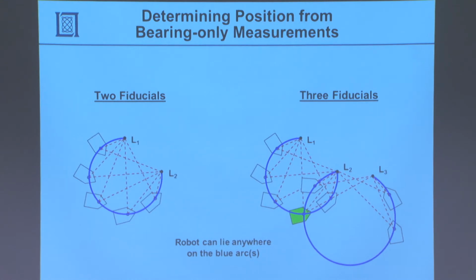In the example on the left here, those angles are the same for every single position of those robots there on that arc. You can't distinguish your position anywhere along that arc. So with bearing-only measurements, you need at least 3 fiducials in order to measure your position. In the case on the right, we can uniquely determine our position by measuring the bearing to those 3 landmarks. So you need 3 bearing-only measurements in order to determine your robot's position.